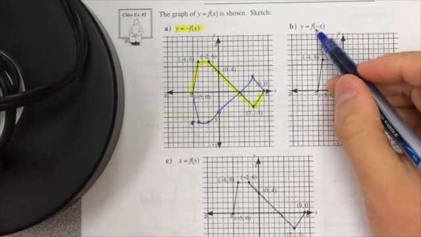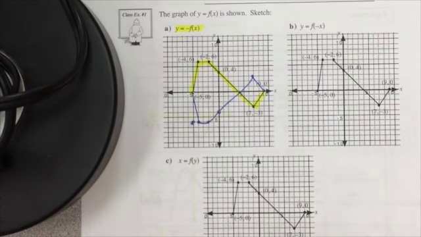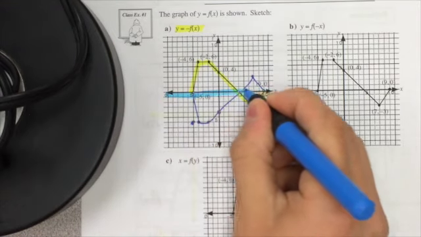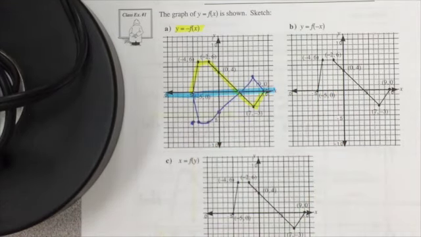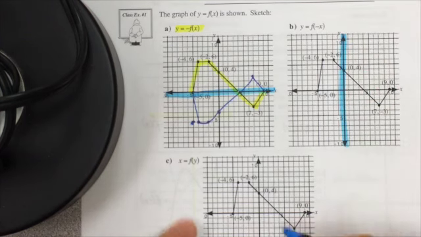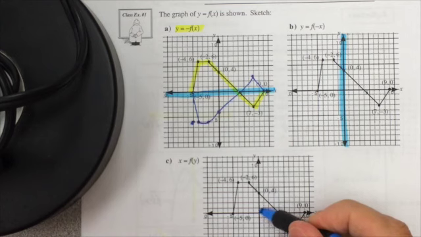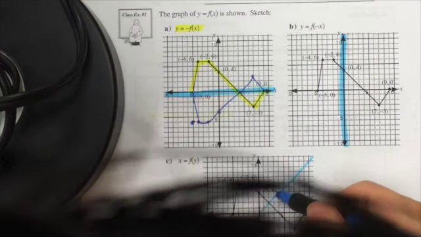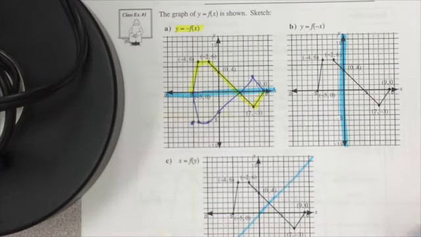With this next one, this is going to be a reflection across the y-axis. And so this first one was a reflection across the x-axis. This will be a reflection across the y-axis. And this last one, x equals f of y, is going to be a reflection across y equals x. So that's where you're going to reflect those points across.